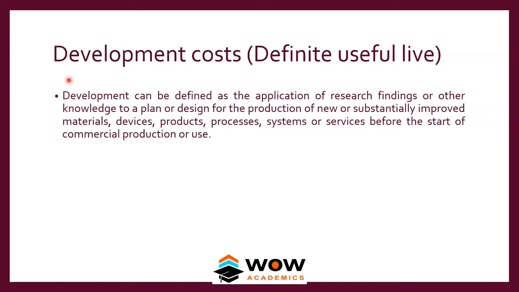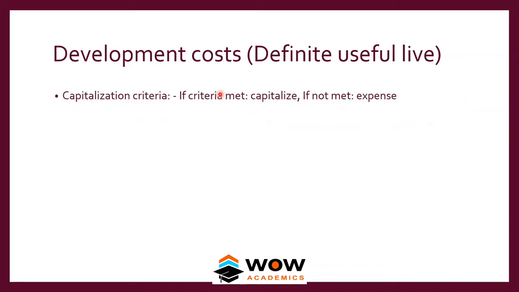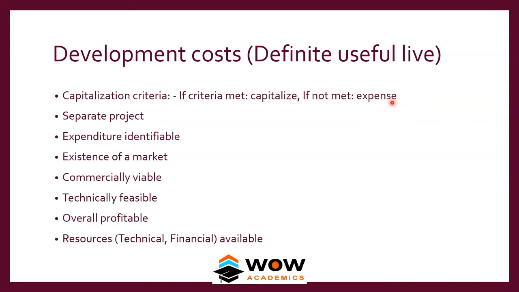So this cost can be capitalized. The criteria is: if the criteria are met, capitalize; if not met, you have to expense it. It should be a separate project, and the expenditure should be identifiable. There should be a market for that product, and it should be commercially viable. There should be customers who will buy it. It should be technically possible. Overall, it should be profitable, and the technical and financial resources should be available. In short, we should be able to make money out of it.